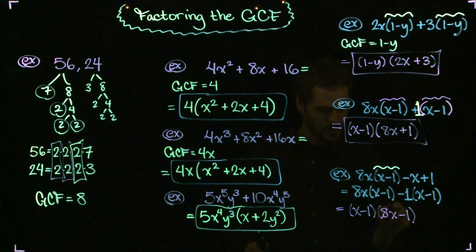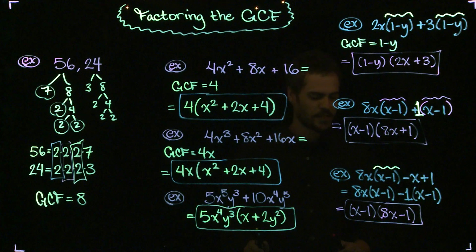Okay, so that one was a little bit trickier. But still, I could say there was indeed a greatest common factor, and that greatest common factor was the binomial factor of x minus 1.